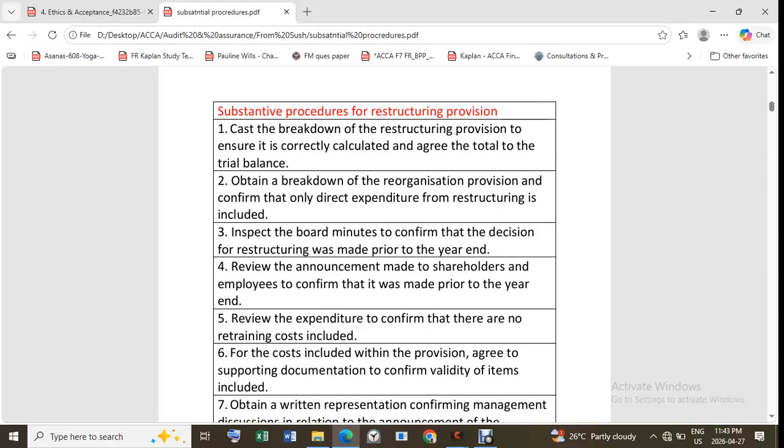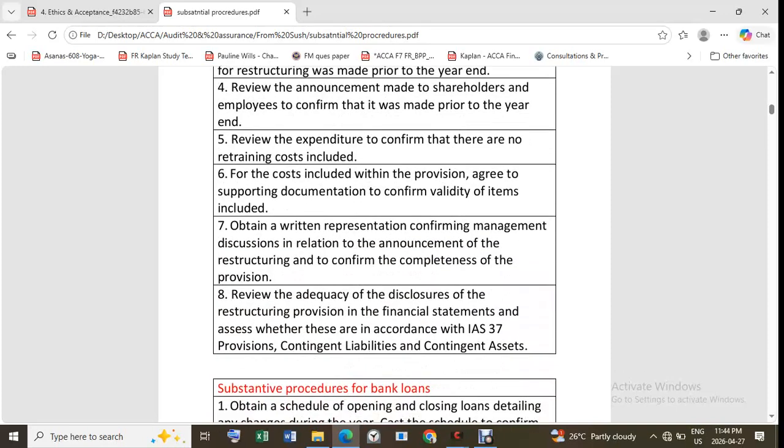Review the expenditure to confirm that there are no retraining costs included. For the costs included within the provision, agree to supporting documentation to confirm validity of the item included.